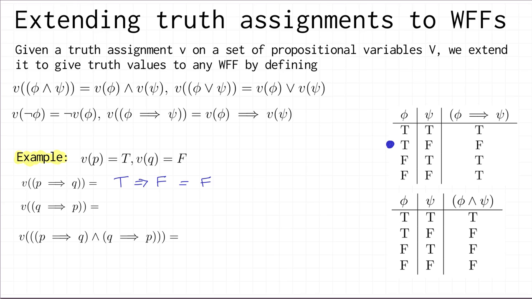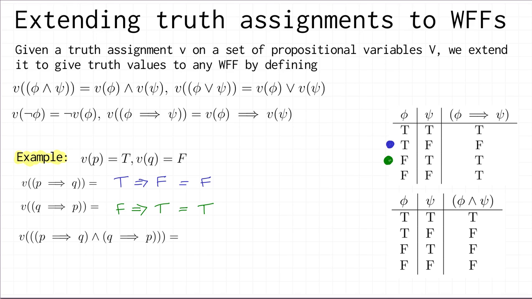Okay, next example. Let's look at Q implies P. In order to figure out the truth value for the well-formed formula Q implies P, we substitute for Q and P. We get false implies true. Now we look at the row of the truth table where the first thing in the implication is false and the second thing in the implication is true. That is this row here. If we now look at the last column, that's telling us that this is true.